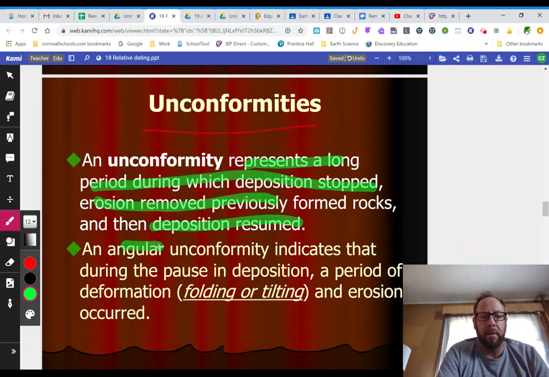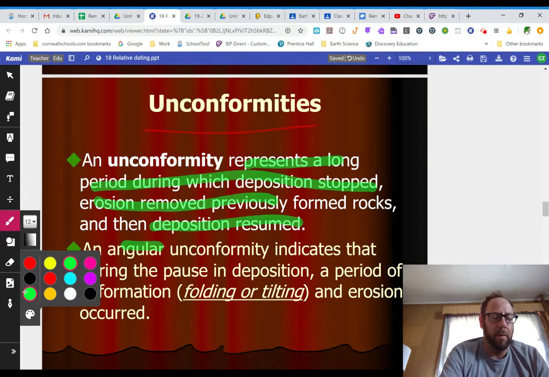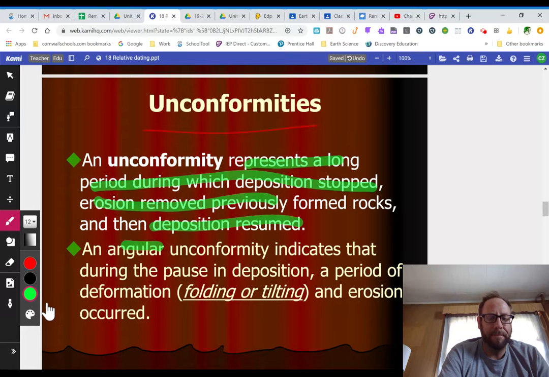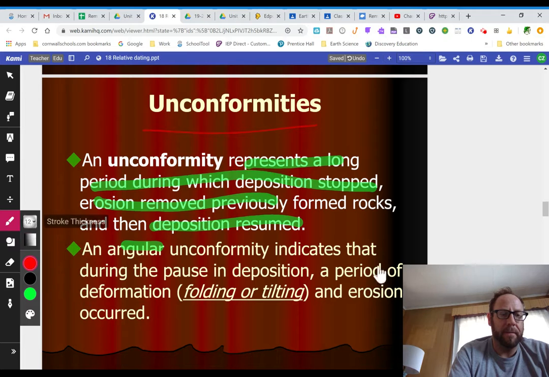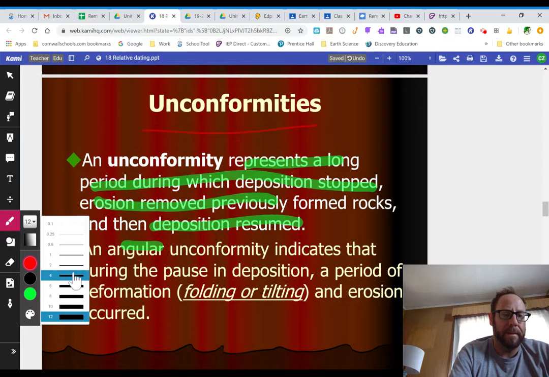We have an angular unconformity. This is when the rock layers below were angled. And then we have nonconformities and disconformities. So a couple different things, unconformities. So really what we have is this.